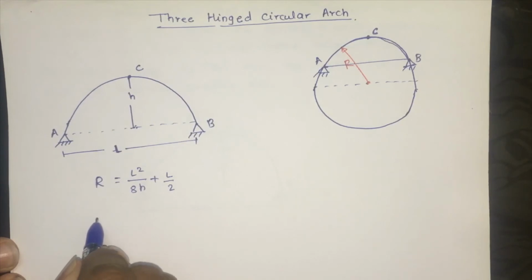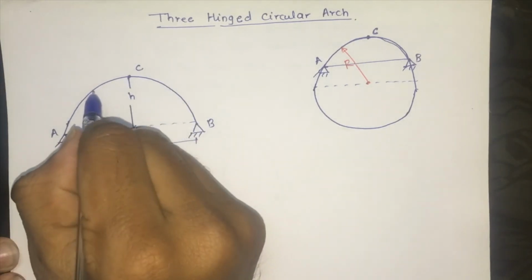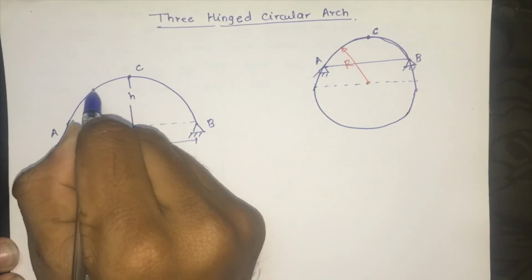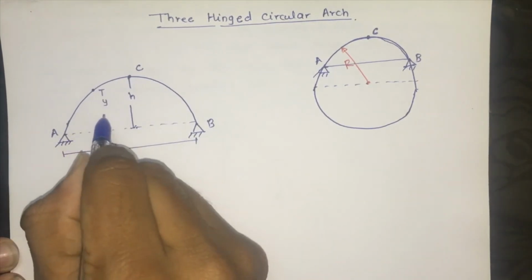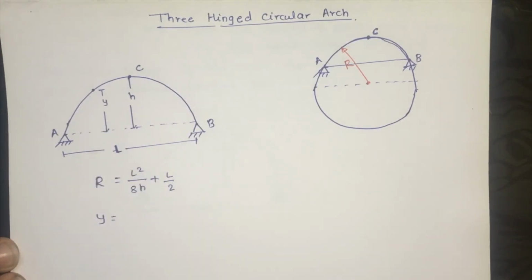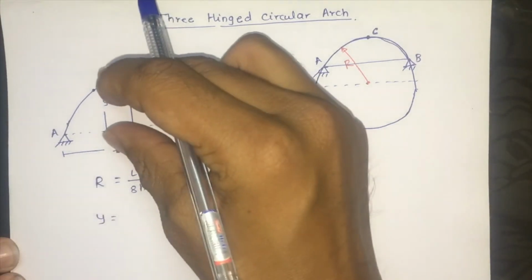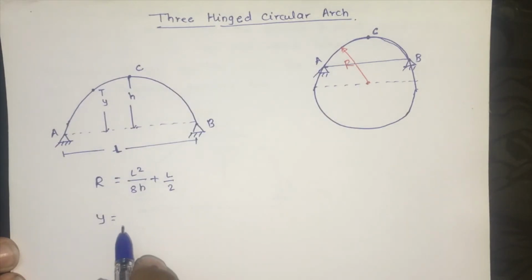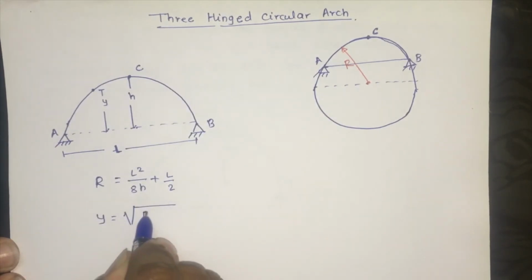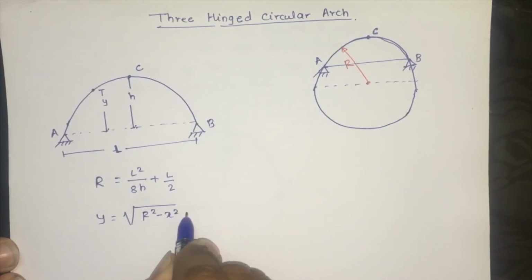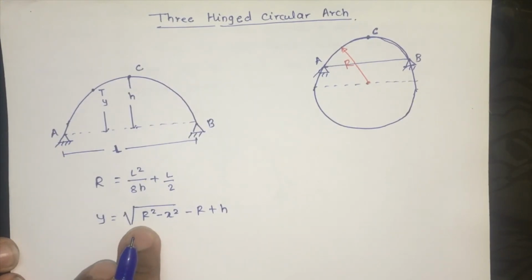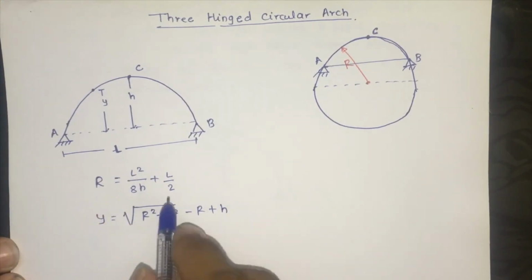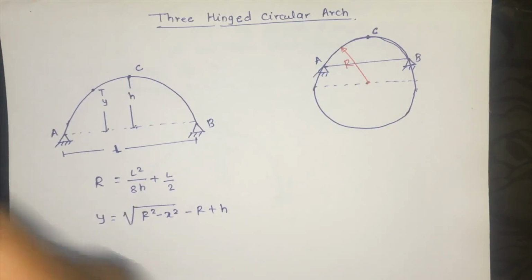Now second thing, we require Y. Suppose I consider any point on this circular arch, and we have to find out the height of this point from the baseline. Now this is nothing but the Y. So this Y is given by the formula: Y equals root of R square minus X square, minus R plus H. Here in this formula, R is nothing but the radius and X is nothing but this distance.